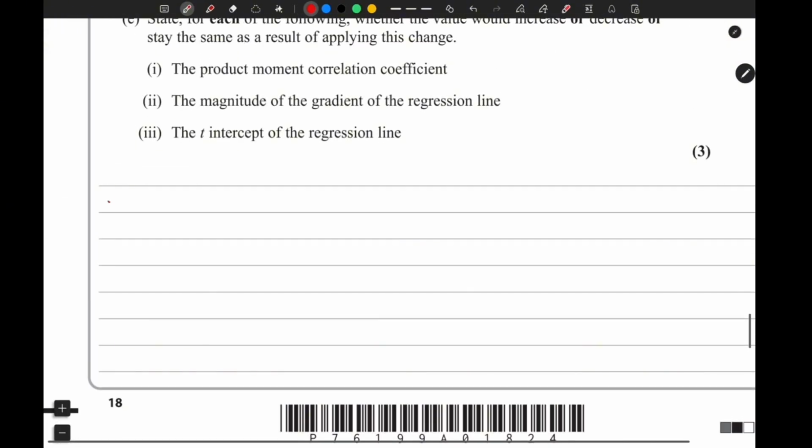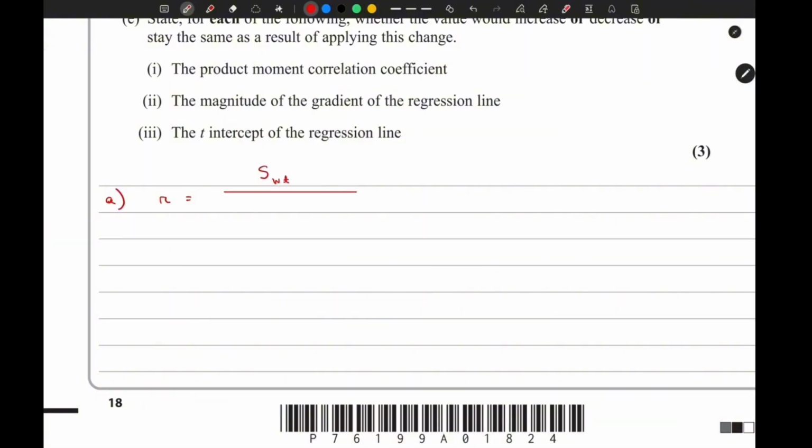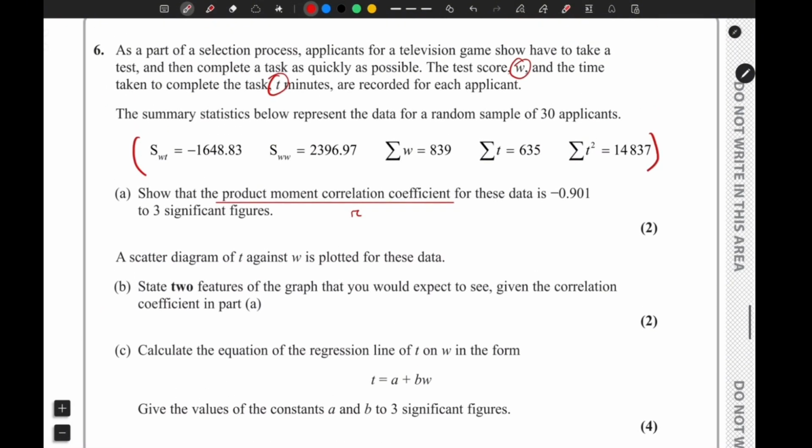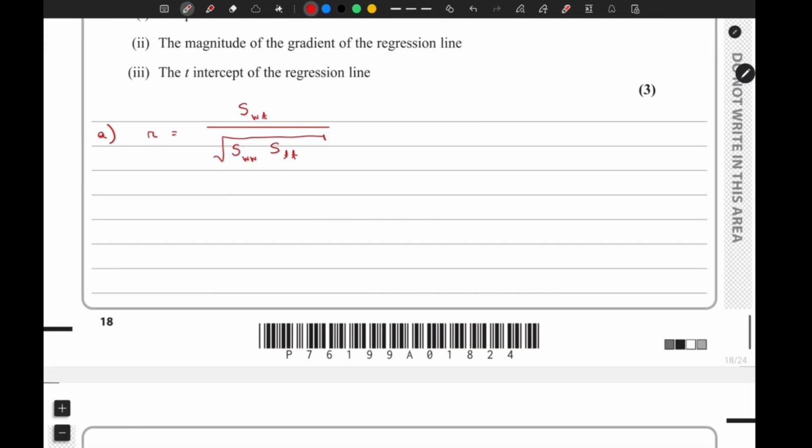So let's find this out. We know that r is equal to the summary statistic of W and T, divided by the square root of the summary statistic of W and W multiplied by the summary statistic of T and T. We know the summary statistic of W and T, and of W and W. So now we just need to find the summary statistic of T and T.